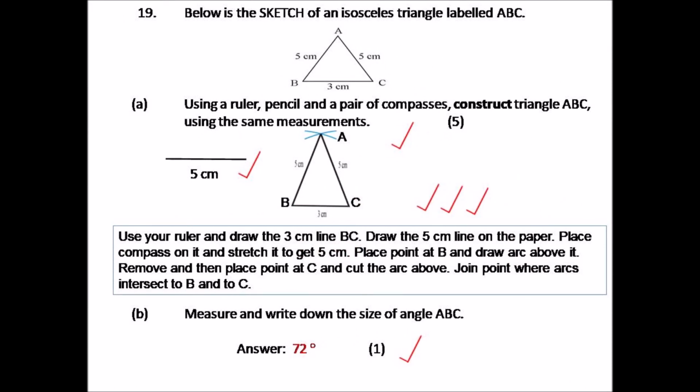Number 19, you had to construct it. So you use your ruler and put down the 3 centimeter line, then use your compass and do your arcs and get the 5 centimeter line done. And 19B, the answer is 72 degrees. And once you get it near to that, you're okay. If you have 73, you're okay, or 71, you're okay. 1 mark.